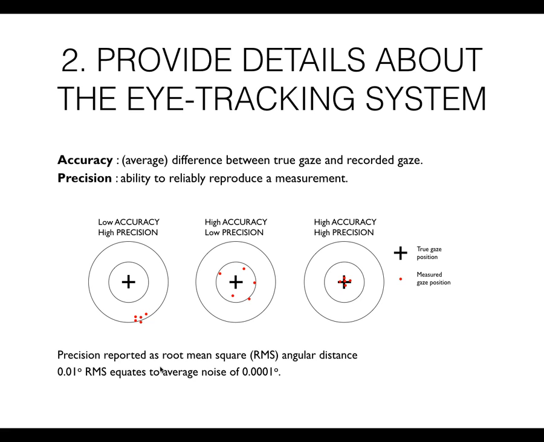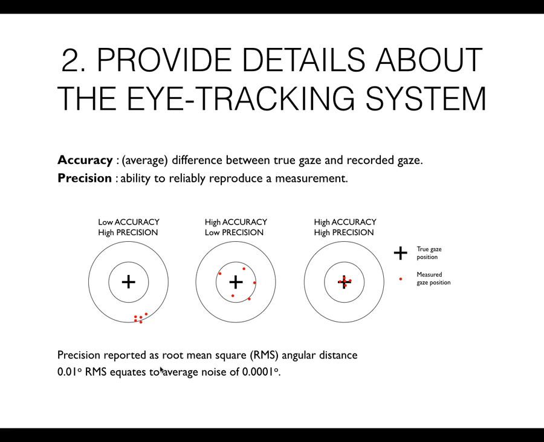Precision, if it is reported by an eye tracking company, will be reported as the root mean square, or RMS, angular distance. Just to give you what that means, 0.01 degrees RMS actually equates to a noise of your sampling of 0.0001 degree. Okay, iLink is one of the few companies who actually do report both the accuracy and precision of their eye tracker.